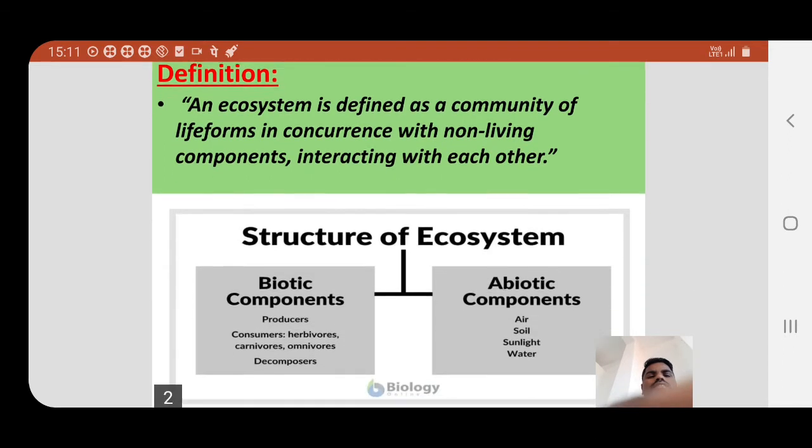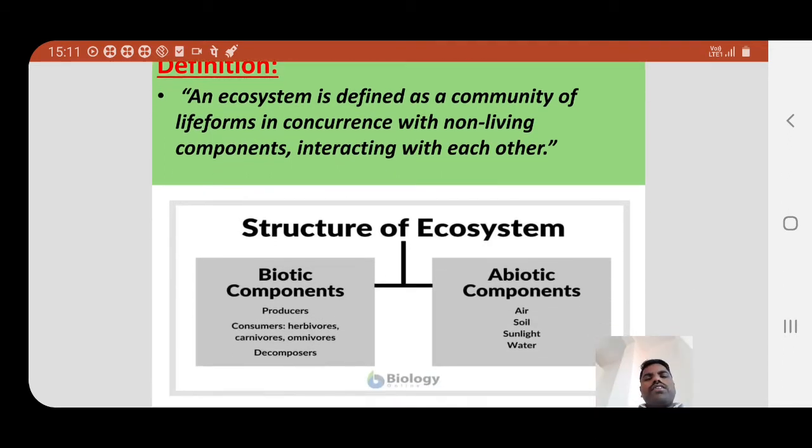In this, we can see the structure of the ecosystem. Here we can see biotic components and abiotic components. Biotic components are living things, and abiotic components are non-living things. In the biotic components, we can see producers, consumers, herbivores, carnivores, omnivores, and decomposers.